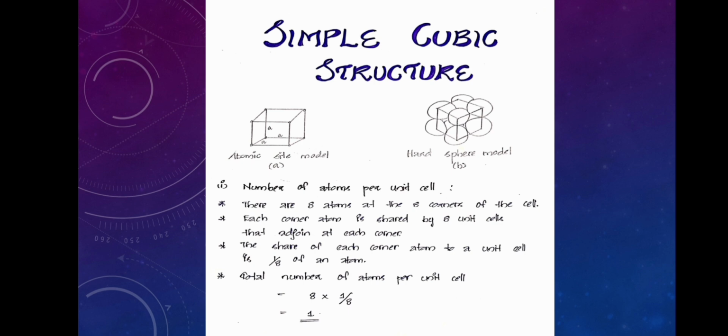To find the number of atoms per unit cell, we have to know the speciality of the structure. In this structure, there are 8 atoms at the 8 corners of the cell. Each corner atom is shared by 8 unit cells that adjoin at each corner. The share of each corner atom to a unit cell is 1 by 8 of an atom. So to find the total number of atoms per unit cell, we can substitute the values, which is equal to 8 into 1 by 8 equal to 1.